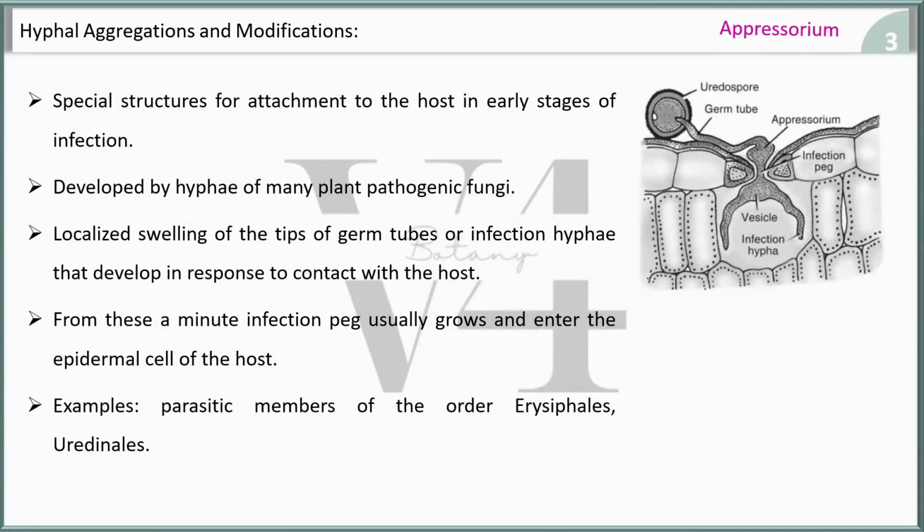Now, next, the third hyphal aggregation and modification, that is Appressorium. This modification is found in plant pathogenic fungi. Appressorium is the initial structure that is formed at the time of infection. This is a special structure formed for attachment of the spore, or you can say the fungus, to the host in the early stages of infection.